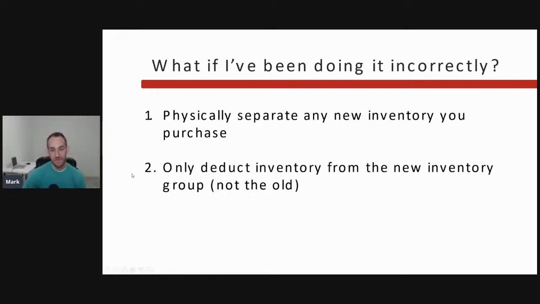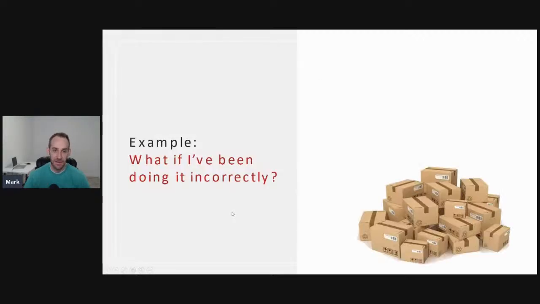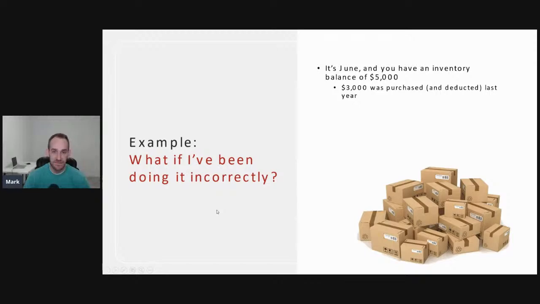And then in the future, as you purchase new inventory, you'll have to keep it separate from the old stuff, which was already deducted. And then as you sell the new stuff, you'll deduct it. But as you sell through the old stuff, you won't deduct that. And eventually all that old stuff will be gone, and then you'll only have that new pile that's 100% accrual method. So here's an example of that. Let's say it's June. You have an inventory balance of 5,000.